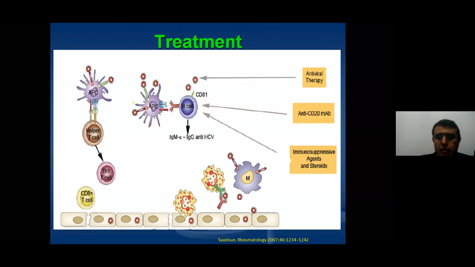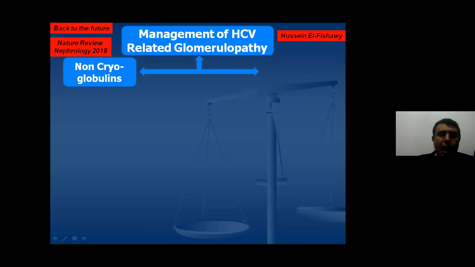and for suppression of T lymphocytes, cyclophosphamide for suppression of B lymphocytes, and plasmapheresis for removal of these immune complexes which are deposited in the tissue with complement fixation and activation of the immune system and, of course, end organ damage. So how can we manage in our situations?